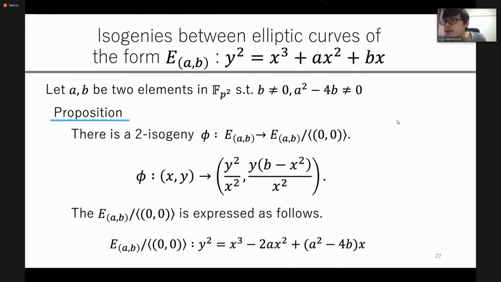Okay, let A and B be elements in Fp squared such that B is not equal to 0 and A squared minus 4B is not equal to 0. There is a two-isogeny phi of this form. This elliptic curve, E_AB divided by (0,0), is expressed as here.